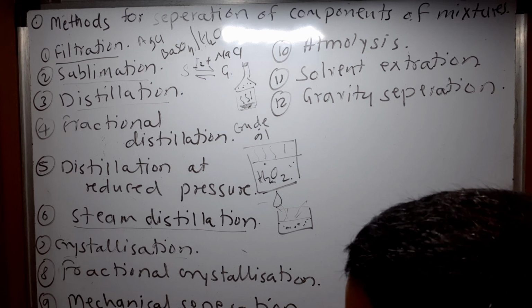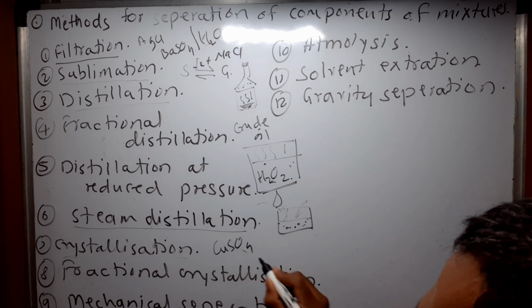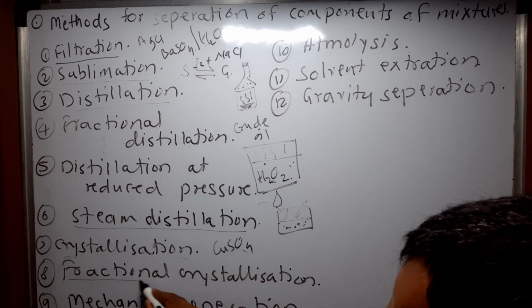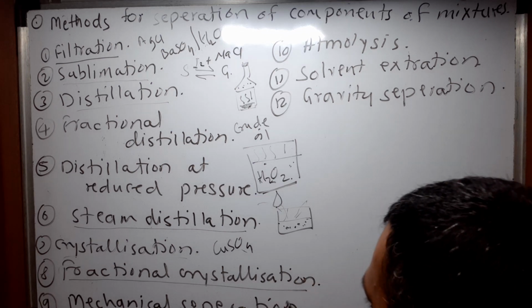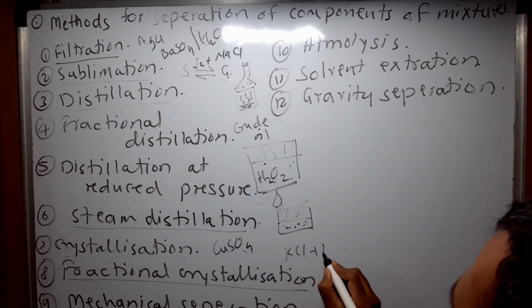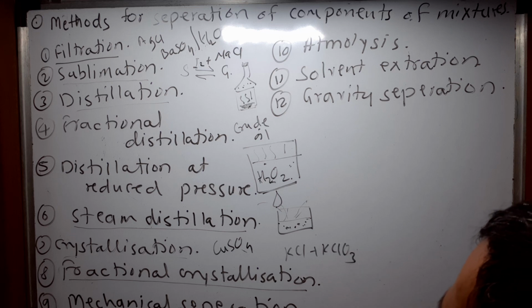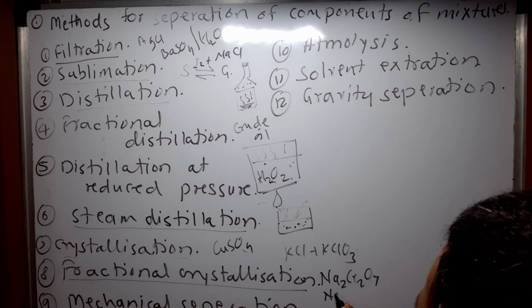Here I give the example of copper sulfate, which is to be obtained from its aqueous solution. Then there is fractional crystallization. What is fractional crystallization? Suppose we have a mixture, for example KCl and KClO3, or Na2Cr2O7 and Na2SO4. This mixture we have.